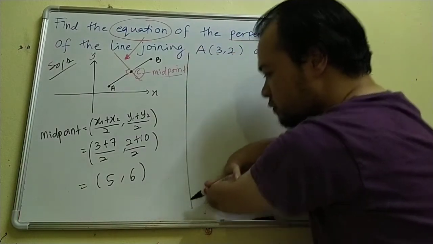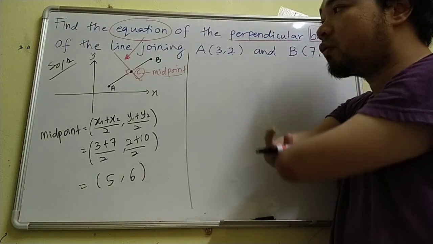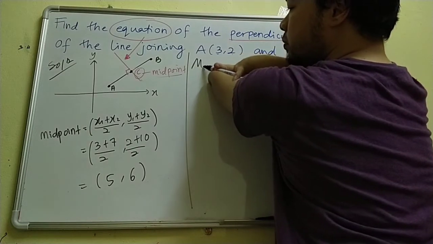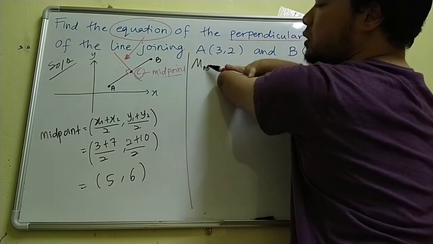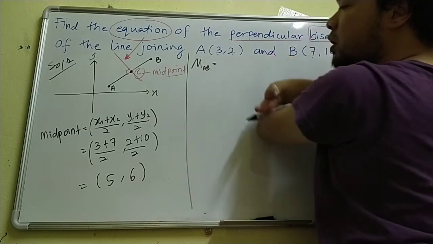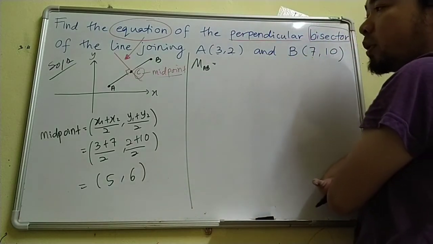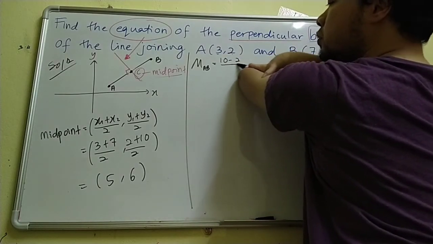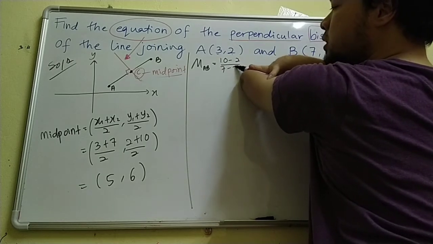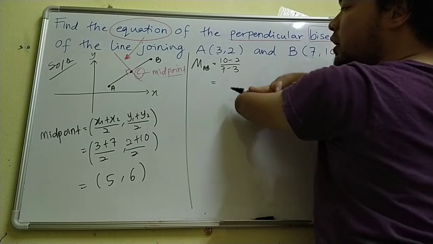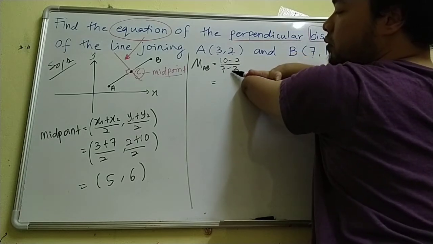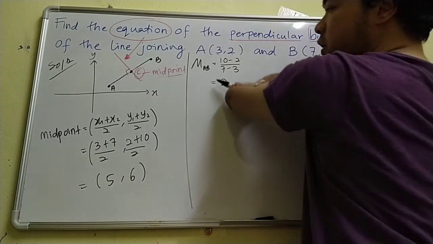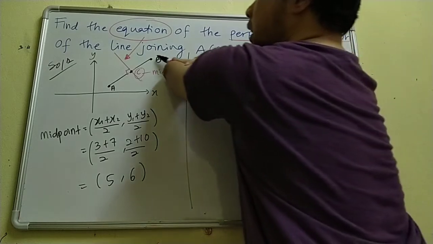Next, let's find the gradient for AB first. So mAB means the gradient for AB. We use, like the previous example, y2 minus y1 over x2 minus x1. So 10 minus 2 divided by 7 minus 3. So the gradient of line AB is 8 divided by 4, which is 2. So this is the gradient for the line AB.